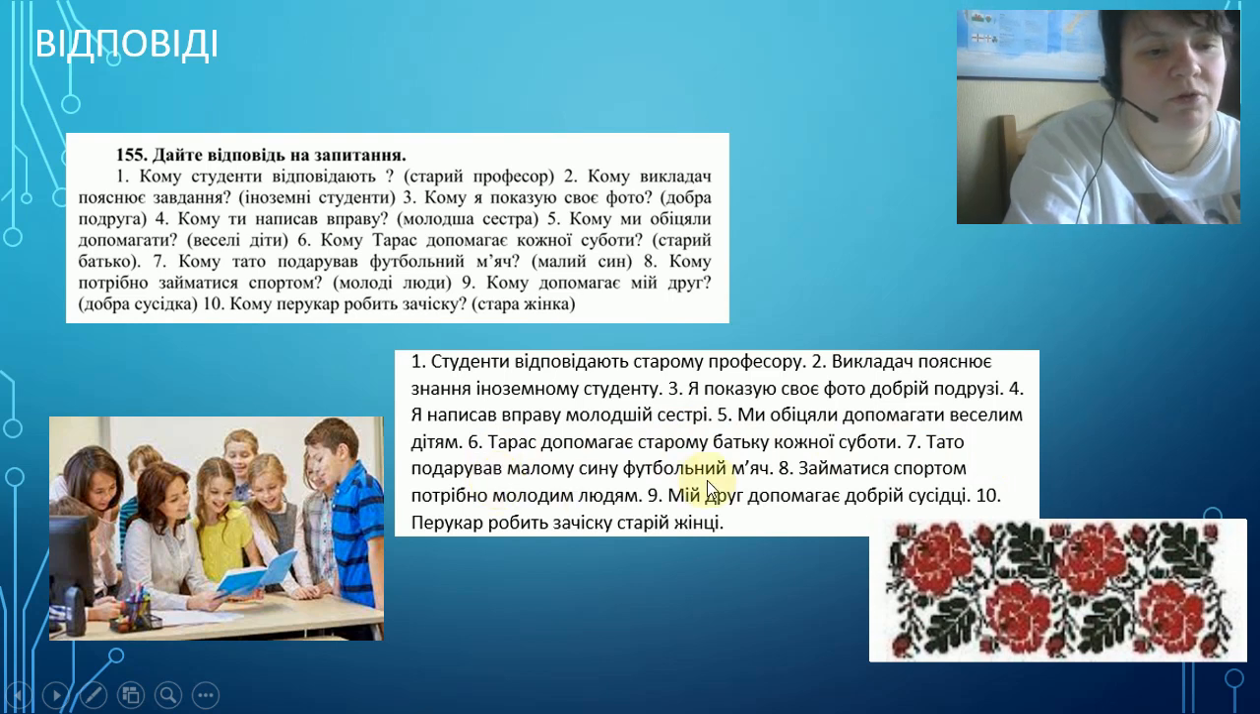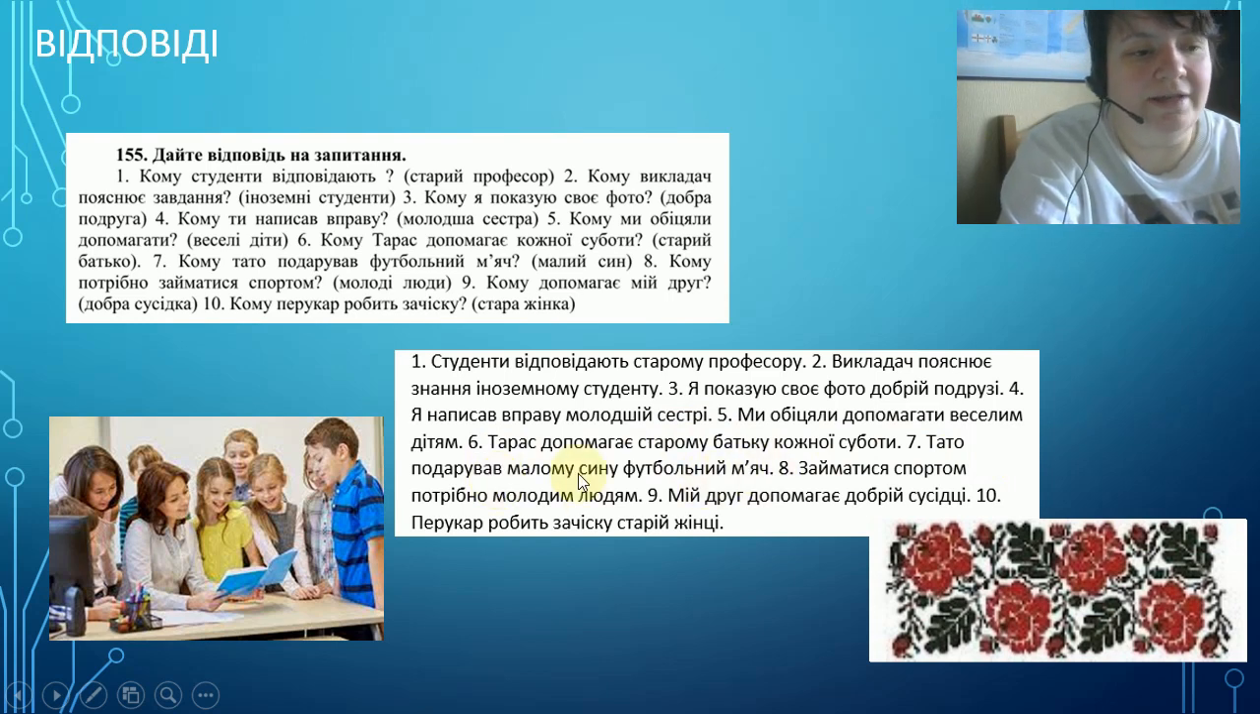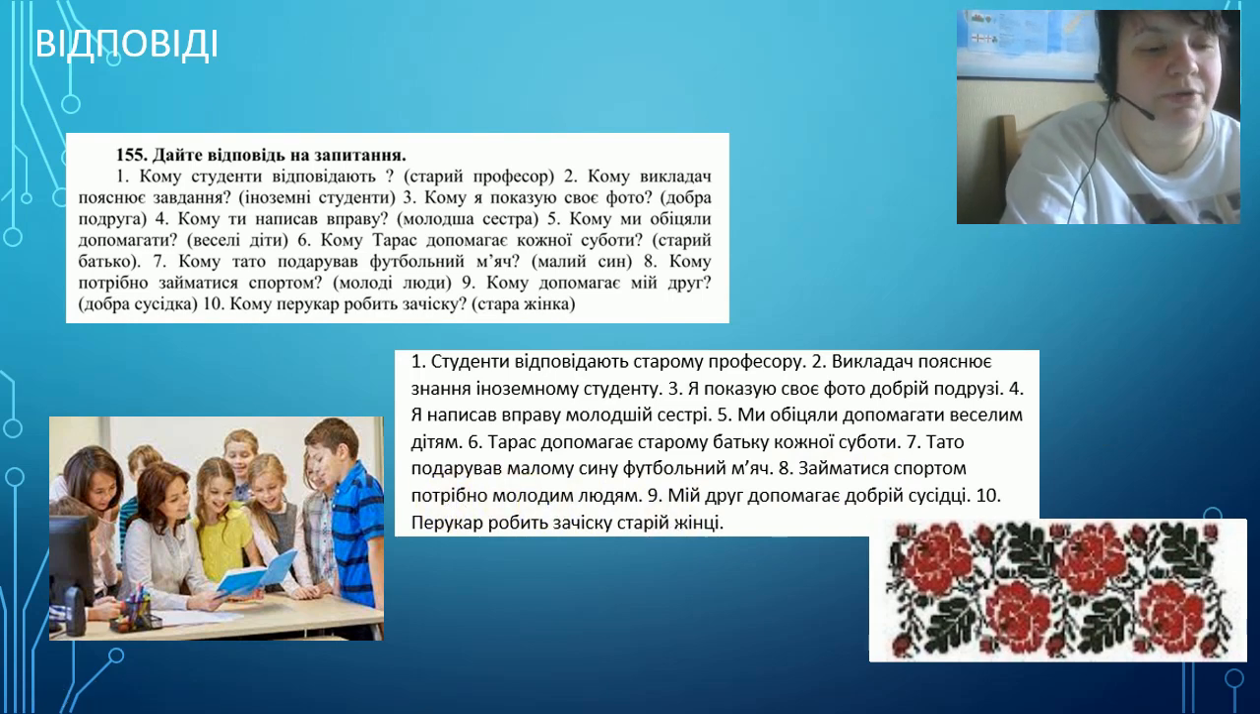Тато подарував малому сину футбольний м'яч. Dad gave his young son a football. So, малому сину, ending omu because it's grammatical masculine. Займатися спортом потрібно молодим людям. To go in for sports, it is necessary for young people. Молодим людям, so it's plural form, so we have ending im.